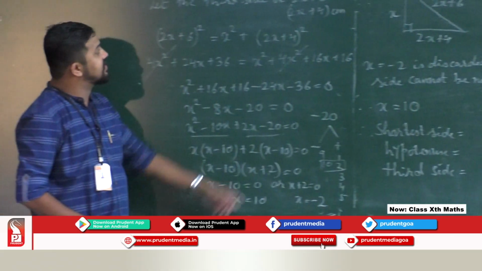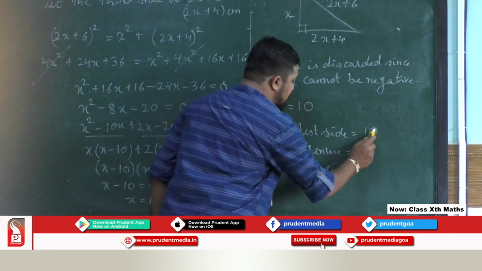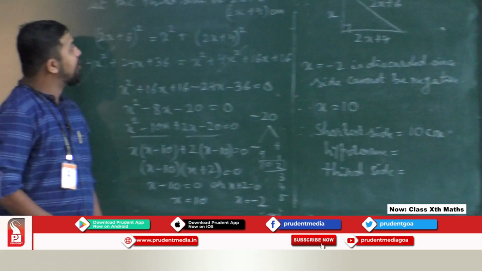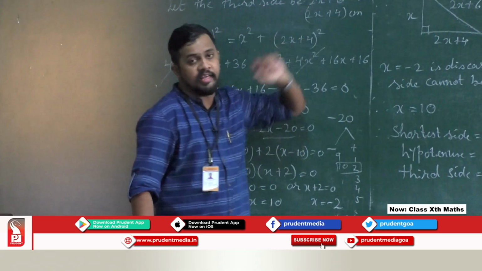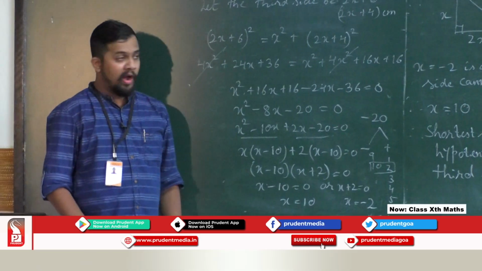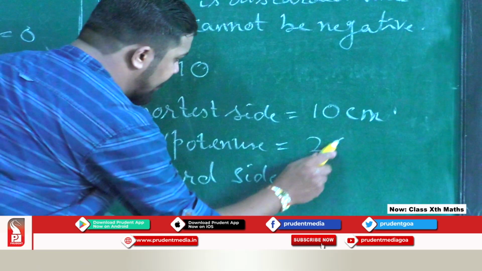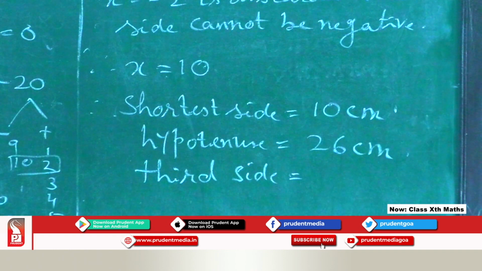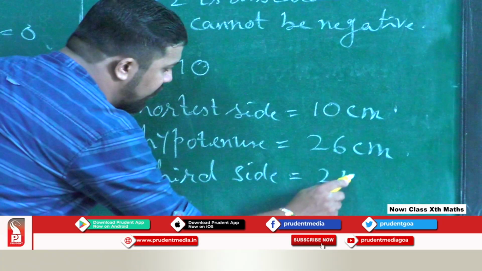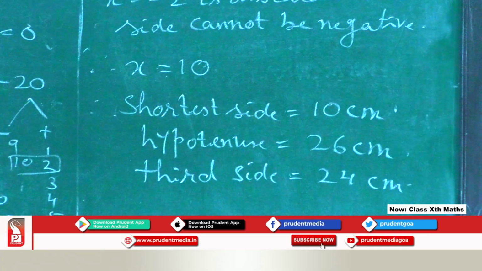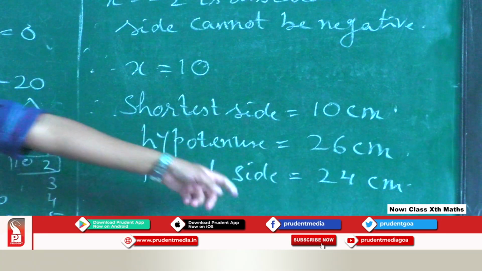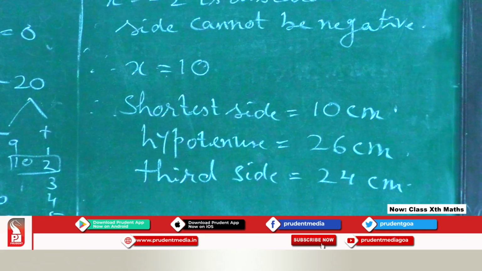So the shortest side is x, that we got, 10 centimeter. Then the hypotenuse, it is given as 2x plus 6. 2 into 10, 20 plus 6, 26 centimeter. Third side, 2x plus 4, 20 plus 4, that is 24 centimeter. So you got all three measurements, 10 centimeter, 26 centimeter and 24 centimeter. And if you look at these three numbers, they form a Pythagorean triplet. So you'll come to know if your hypotenuse is correct or not. The hypotenuse cannot be 24 and a side cannot be 26.